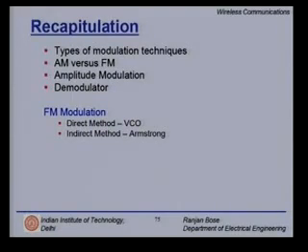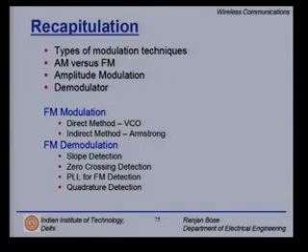Then we considered the four popular demodulation techniques for FM, which are the slope detection method, the zero crossing detection technique, the PLL or phase locked loop for FM detection, and finally the most popular quadrature detection technique. FM, we learnt, was used in the first generation mobile communication standards, but no longer employed for the second or beyond 2G or 2.5G generations.